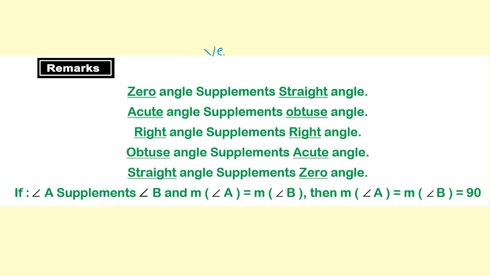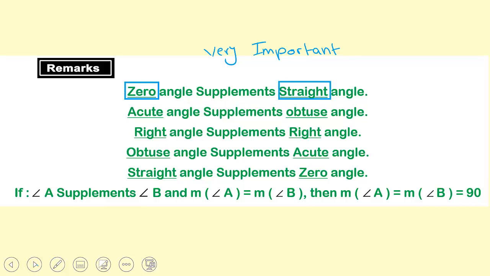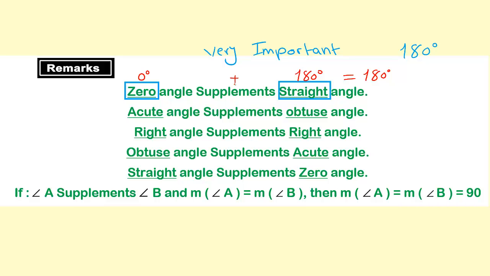Here are very important remarks. Why? Because again, they normally come in the complete and in choose. So I must memorize them by heart. A zero angle should always supplement a straight angle. Why? We said that two angles are said to be supplementary if they sum up to 180 degrees. If I have one of them as a zero angle, the second one should be 180 degrees. So when I add them together, I will get 180 degrees. A zero angle supplements a straight angle.